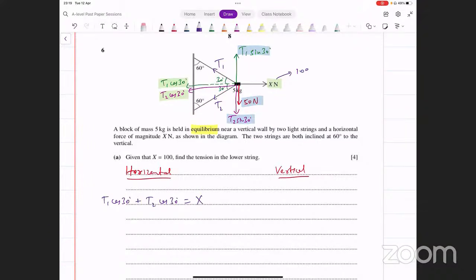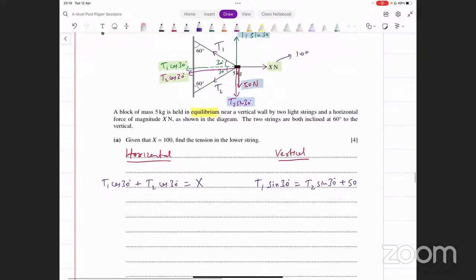Vertical forces हमारे पास क्या होगी? Upward forces T1 sin 30. Downward forces are T2 sin 30 and 50 Newton. We've got these 2 equations. We can solve them to find the value of T2. X उसने बताया हुआ है आपको. X की value उसने कहा है आपको 100 लेनी है first part के अंदर.